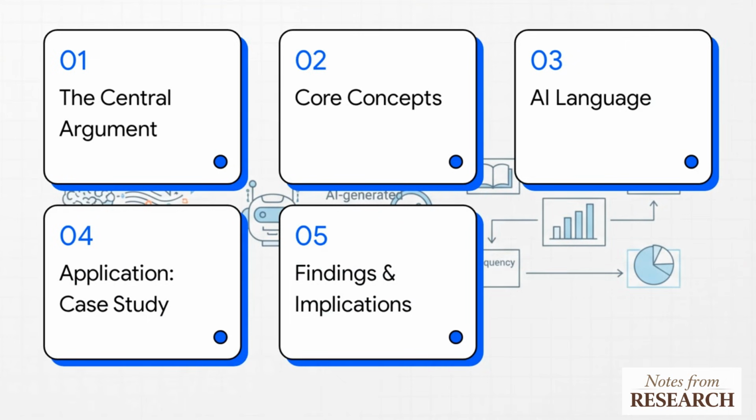We're going to break this down into 5 key parts. First, we'll unpack the paper's central argument and its context. Then, we'll get grounded in the core concepts of register and multidimensional analysis. From there, we'll explore 2 new terms the paper coins to describe the unique nature of AI language. We'll then see this whole framework in action with a specific case study, and finally, we'll pull apart the findings and what they really mean.